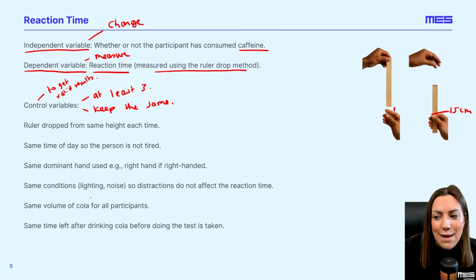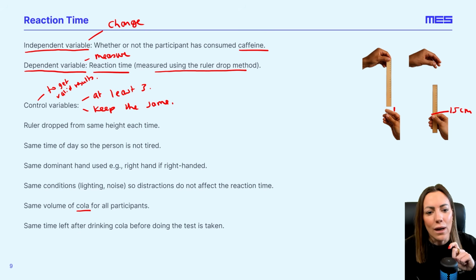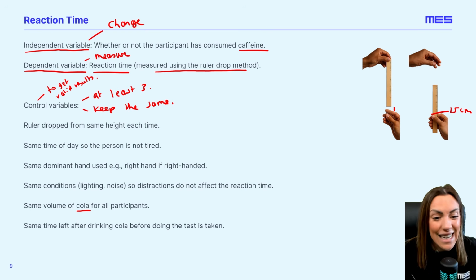Make sure you have the same conditions in the room you're doing your investigation, same lighting, same noise, same level of distractions, i.e. no distractions ideally. Same volume of cola or coffee for all participants. And this one's quite important, the same time left after drinking the cola before doing the test. You can't get them to drink the cola and then do the test immediately, because it won't have been absorbed into their bloodstream and it will definitely not affect their reaction times.